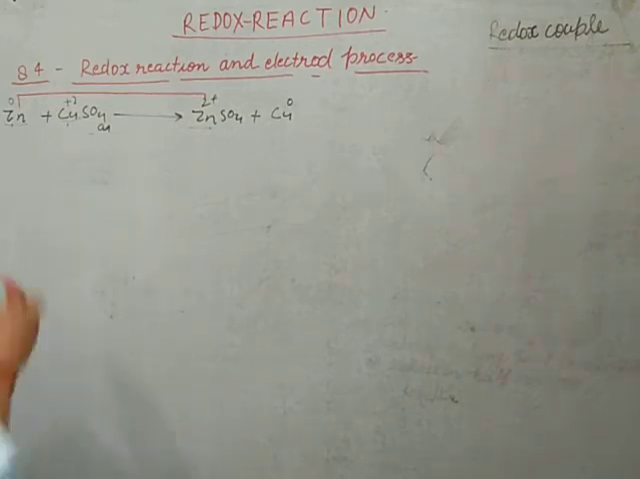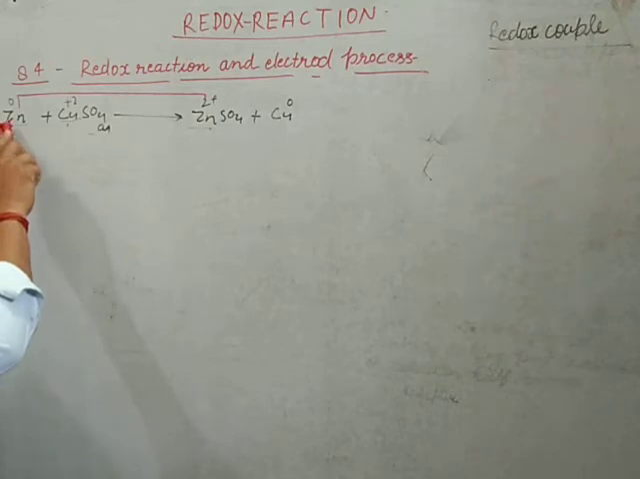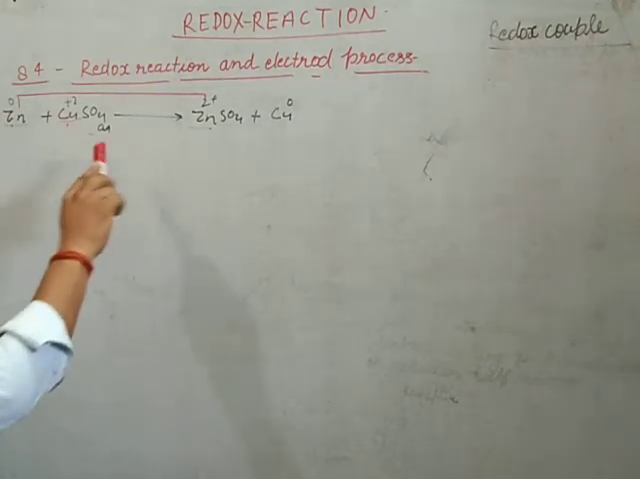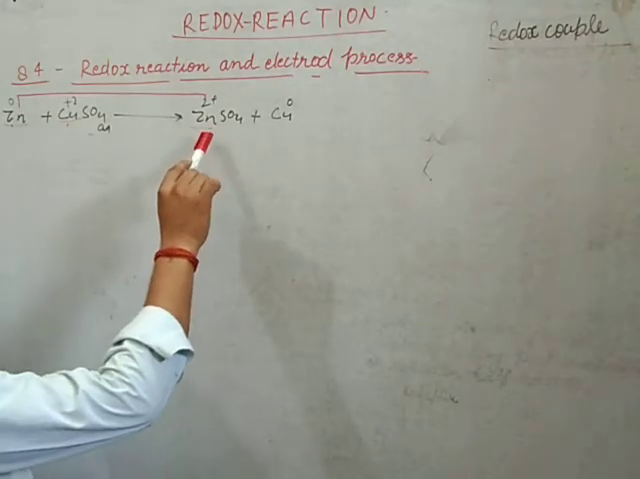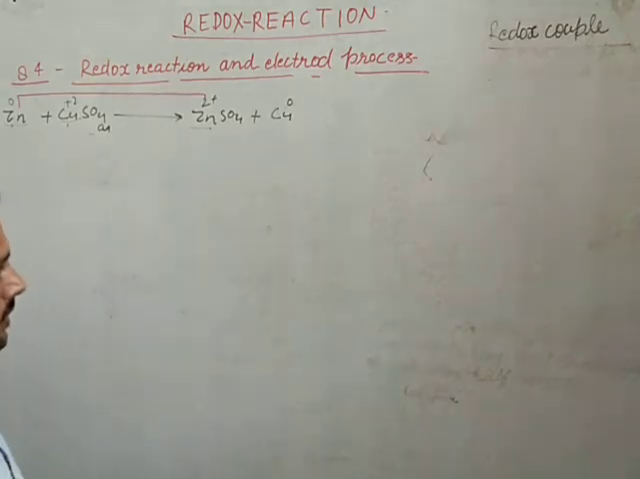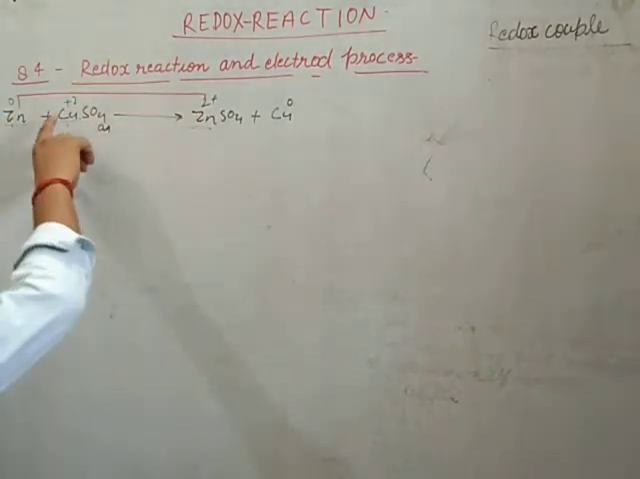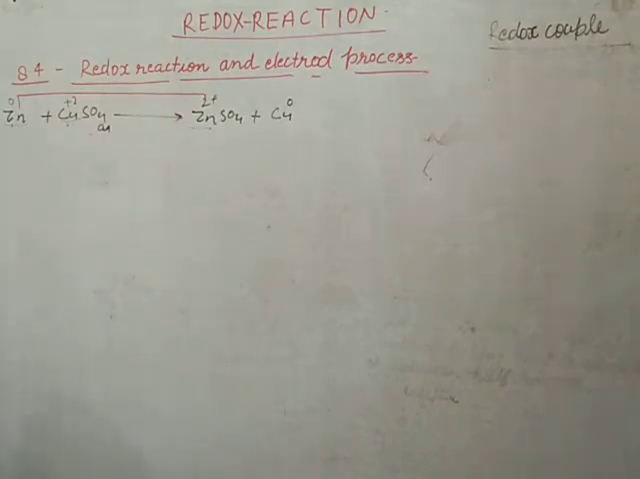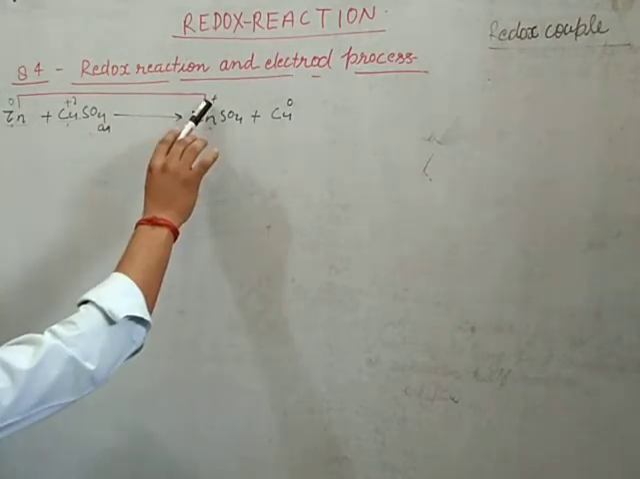I have written one equation: Zn plus CuSO4 gives ZnSO4 plus Cu. So I have written the oxidation state of metals. By the change in oxidation state, we can see there is oxidation and reduction. So here oxidation we see from 0 to plus 2.